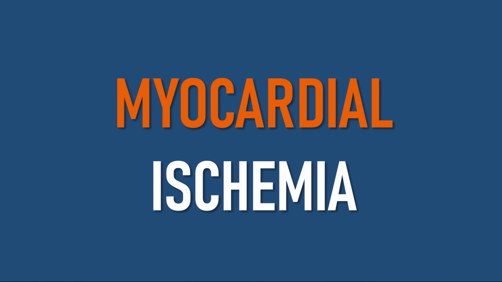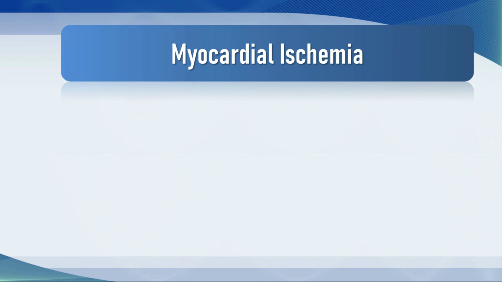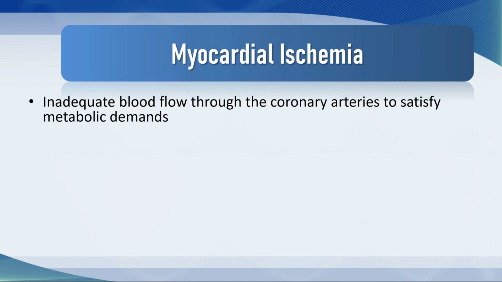Each of these patients is manifesting some evidence of myocardial ischemia. Let's take a look at the mechanisms and why the ECG changes. Myocardial ischemia occurs where there is inadequate blood flow through the coronary arteries to satisfy metabolic demands. So this is a demand versus supply problem. Too much demand, too little supply.